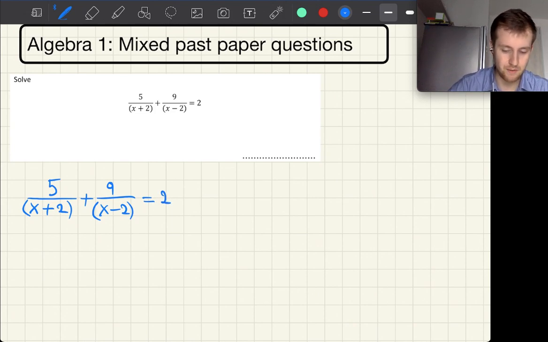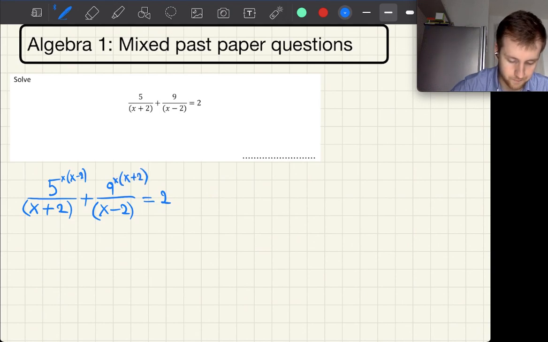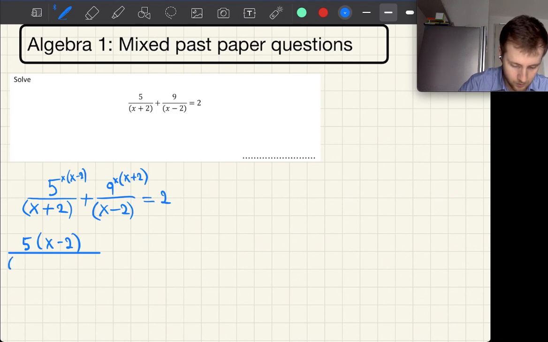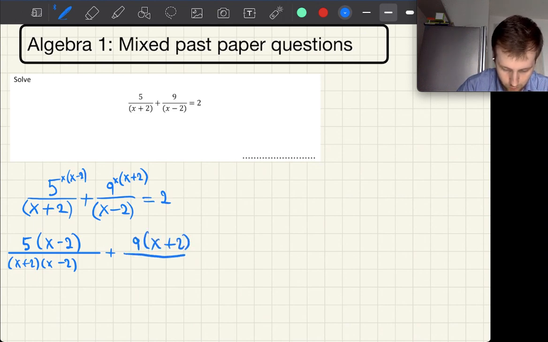Okay, so to add them together, we have to find a common denominator. In this case, the common denominator is x plus 2 times x minus 2. So this part we have to multiply by x minus 2. This one we multiply by x plus 2. So we're gonna have 5 times x minus 2 divided by x plus 2, x minus 2, plus 9 times x plus 2, of course, divided by the same thing, x plus 2, x minus 2, equals 2.